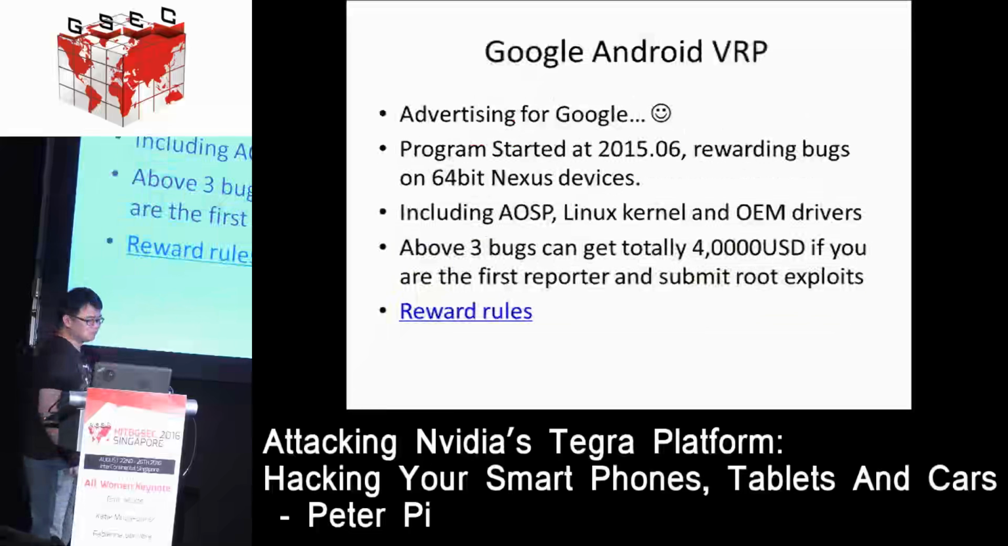Allow me to do some advertisement for Google. Google started the Android vulnerability reward program in June 2015. It now rewards bugs of 64-bit Nexus devices. Taking the 3 bugs above, for example, you can get $40,000 US if you are the first reporter and submit 3 root exploits.